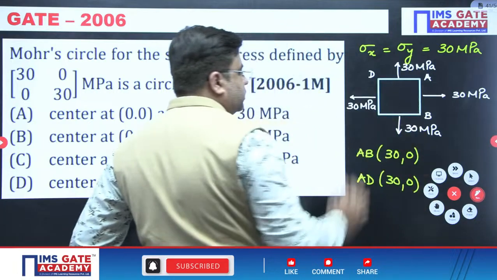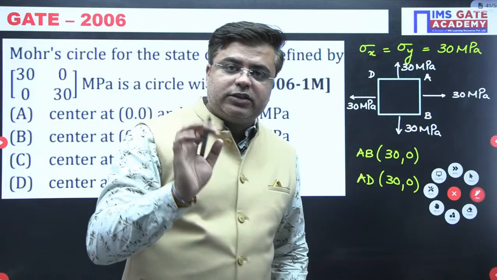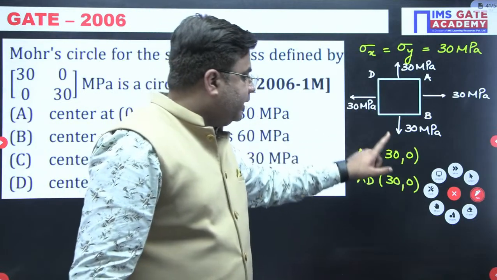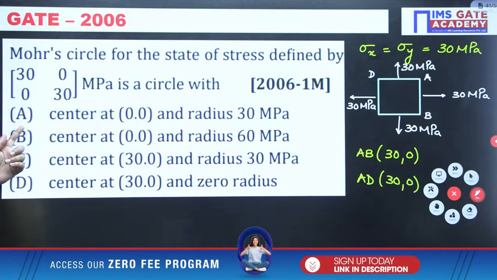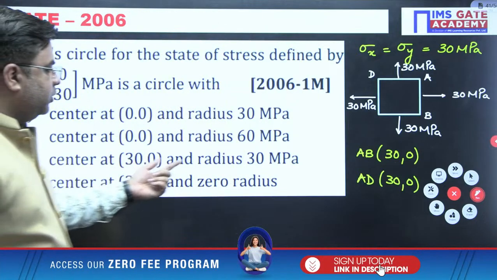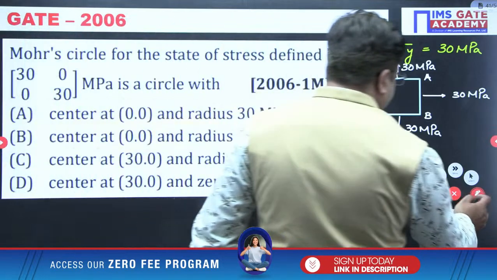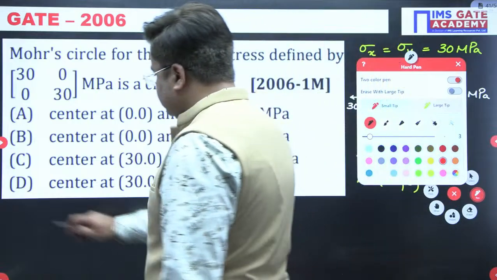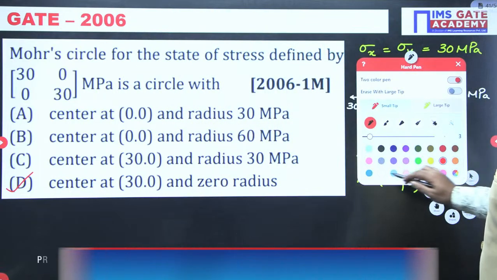Means in this state of stress, you will get a Mohr circle that will be a point circle. So the radius of the Mohr circle will be 0, and the center will be at 30, 0. So you can see here the center of the Mohr circle will be at 30, 0, and the radius will be 0 here. So for this question, your option D is the correct option. This is your correct option for this question. So let's move ahead with this.